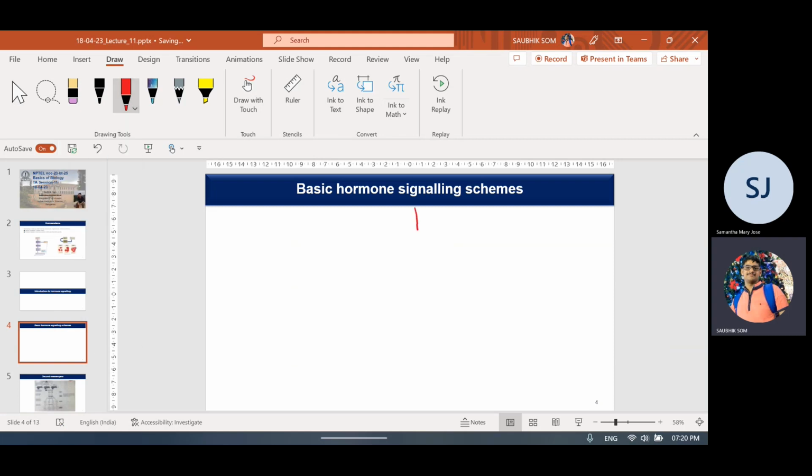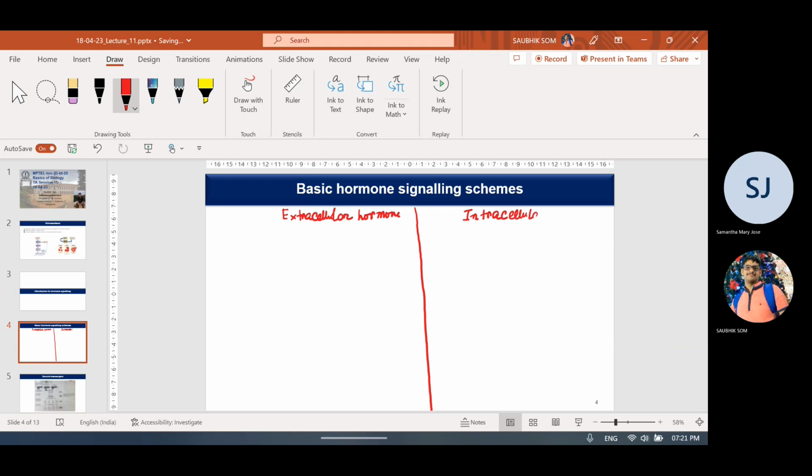If I divide the hormone signalings in two parts, there will be two types of hormones. One will be the extracellular hormones, and one will be the intracellular hormones. Most of the protein hormones, and the glycoprotein hormones, belong to this kind of extracellular hormones, correct? So they belong to this type of hormone category.